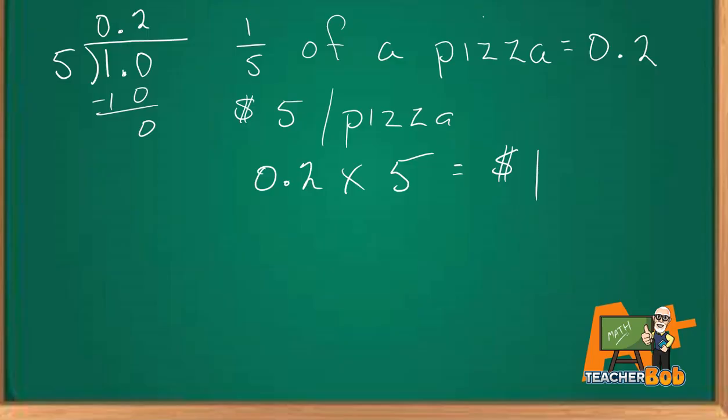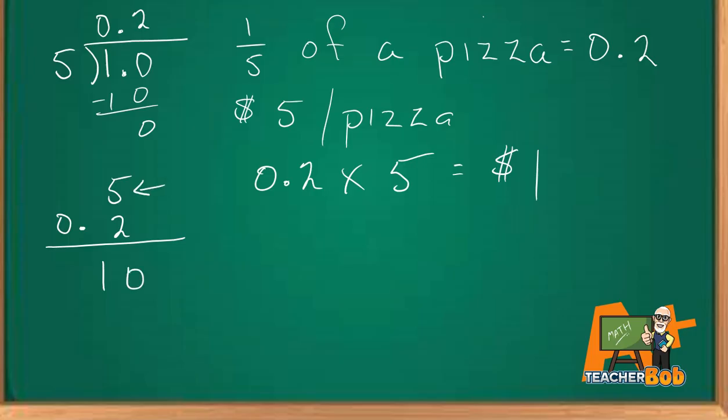Now, how do we do that longhand? Well, we can just multiply like we normally would. So decimal 0.2 times 5. When we're multiplying decimals, disregard the decimal until the very end. So 2 times 5 is equal to 10.